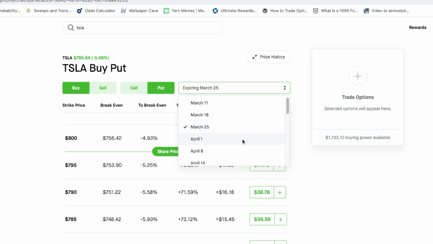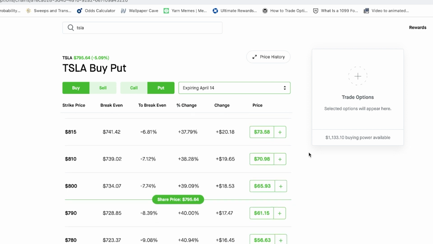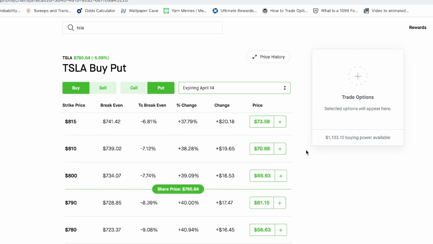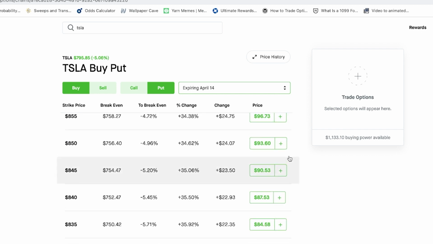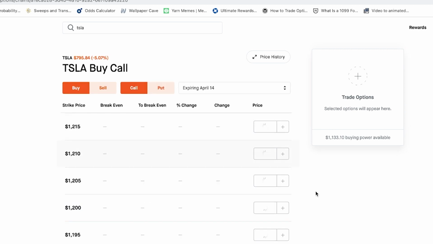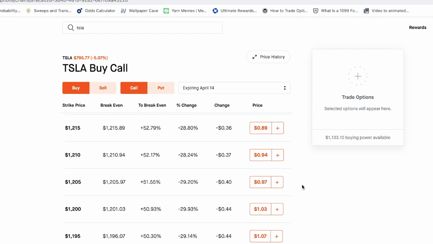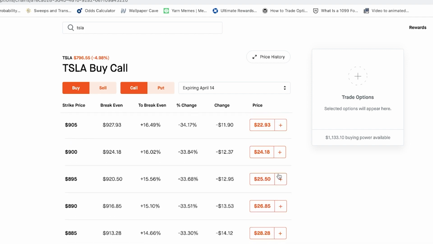Well, if you bought a call, let's go out to April 14th, which is a month from the time of this recording. If you bought a call and Tesla didn't go up, then one, the call is super expensive, but two, you are losing a ton of money every single day. So if you bought a call, let's say you bought the 900 call on Tesla, right? You are spending $2,400 just to buy that call, right?